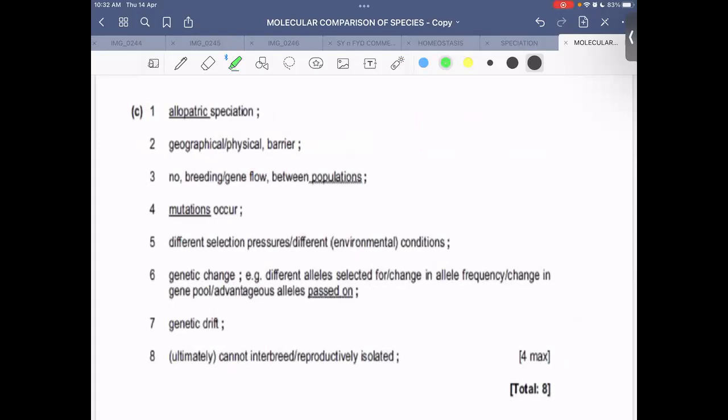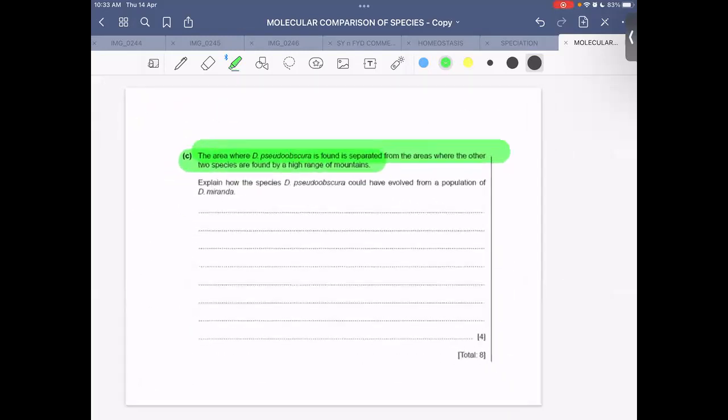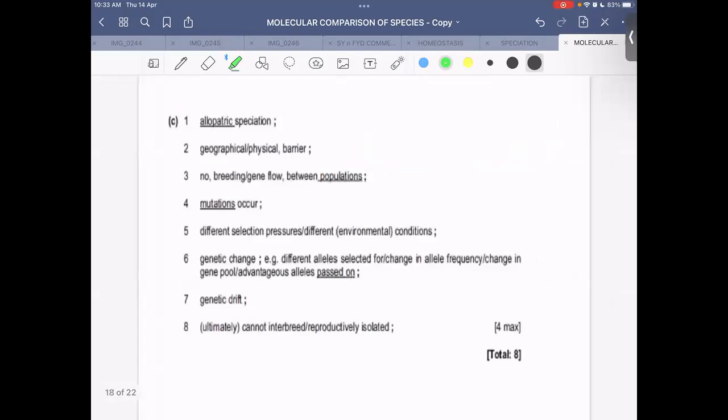And over a period of time, millions of years, again I would say these are all hypothetical assumptions, changes in allele frequencies take place, so that the gene pool changes and the advantageous alleles are passed on, genetic drift is taking place, and Drosophila pseudo obscura becomes genetically isolated, which means it becomes genetically different from the original population, which was miranda.